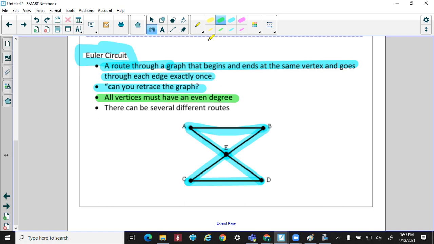What I mean by that is, going back to this example here, if I was to ask very simply, what is the degree of A? Well, there are two edges touching it, so the degree is 2. The degree of B, same thing, 2. Look at E. How many edges are touching it? Well, that'd be 4. C would be 2. D would be 2. So notice that all of these vertices have an even degree. That means that there is an Euler circuit in this particular graph.